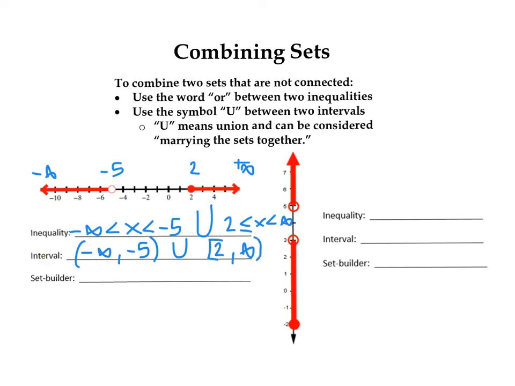Personally, interval is my favorite. It's just very shorthand. It's a lot quicker to write. It doesn't include it with parentheses. It includes it with the brackets, least to greatest. It's just less work. Personally, that's my favorite method to use.